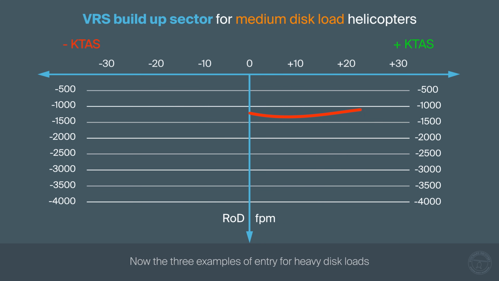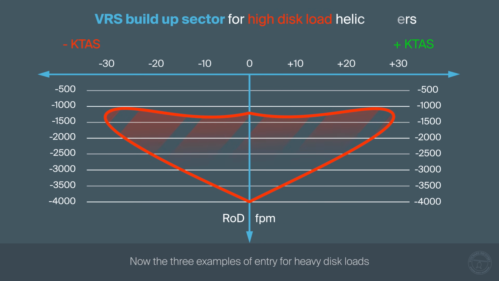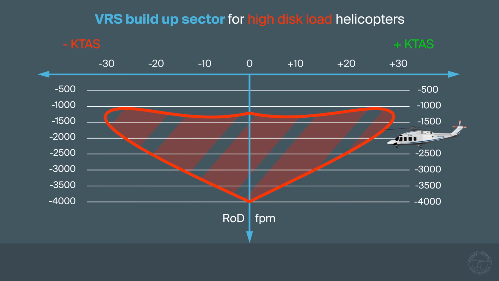Now, the 3 examples of entry for heavy disk loads. From below to hover in headwind. From above to hover in tailwind. From below to hover in tailwind.